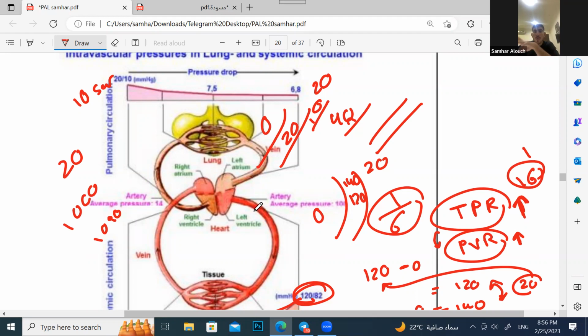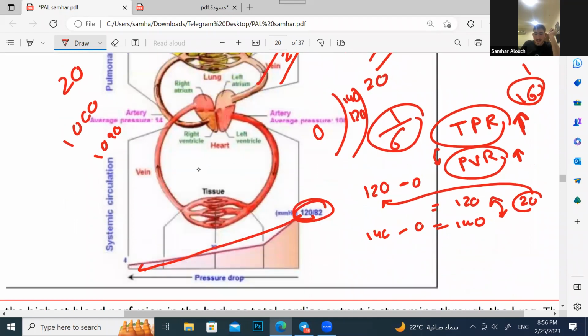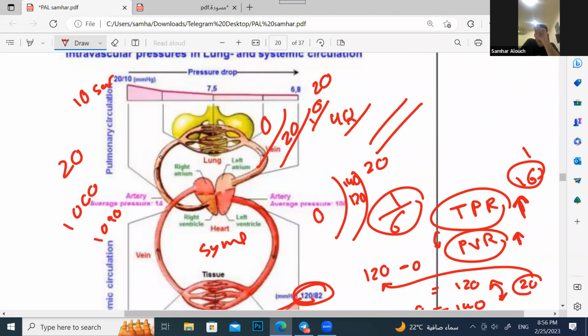Okay. So now the forces that act on the systemic circulation are active forces, which are the sympathetic and parasympathetic nervous system. But in the pulmonary circulation, they are passive forces, which are the transmural pressure and these things.